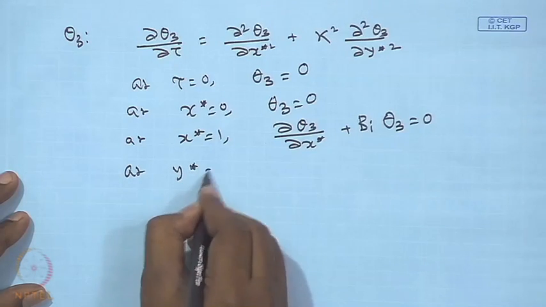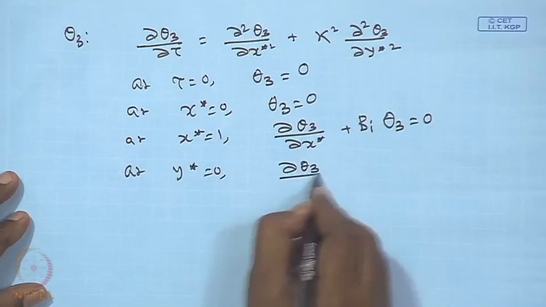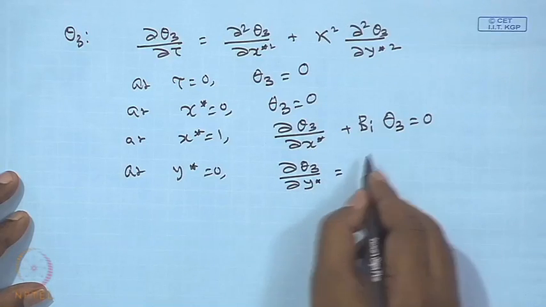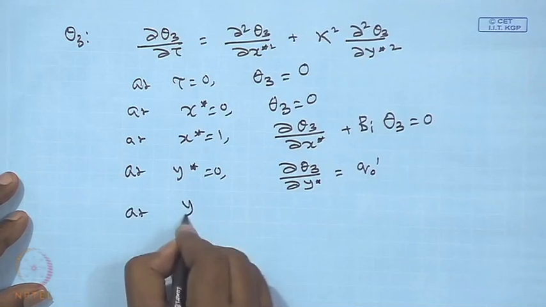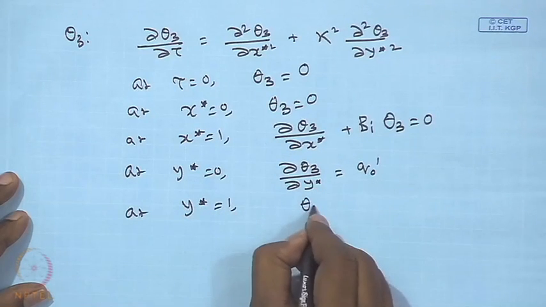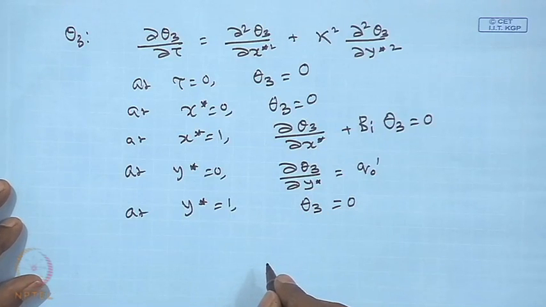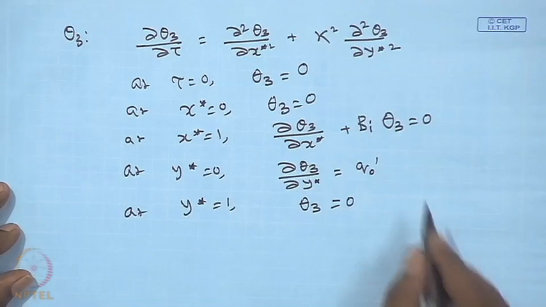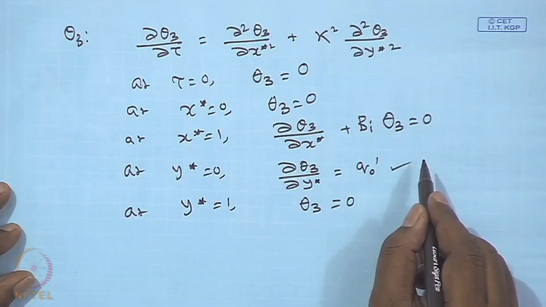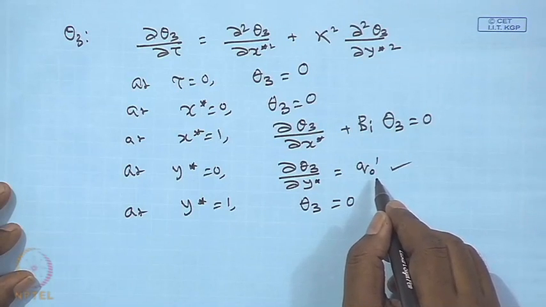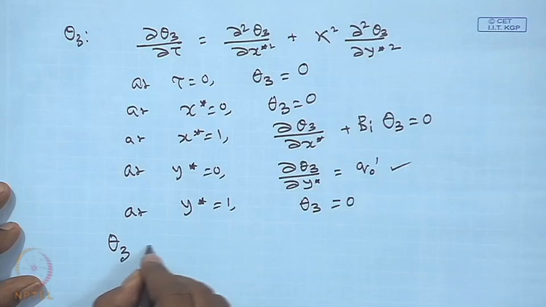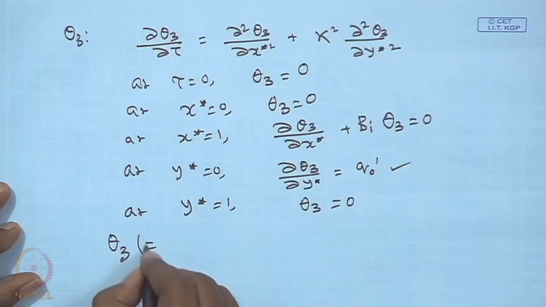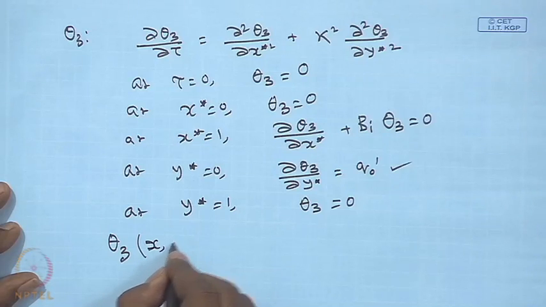At y star is equal to 0, we have del theta 3 del y star is equal to q 0 prime. This non-homogeneity we keep intact, and at y star is equal to 1, we force the non-homogeneity to vanish. So, again if you examine this problem, in this problem only one non-homogeneity we have kept in the formulation, and this non-homogeneity is appearing in the boundary condition with a 0 initial condition. So, again this problem has to be divided into two sub problems. One is the function of space, that is the steady state part, another is the function of time and space both, that is the transient part.